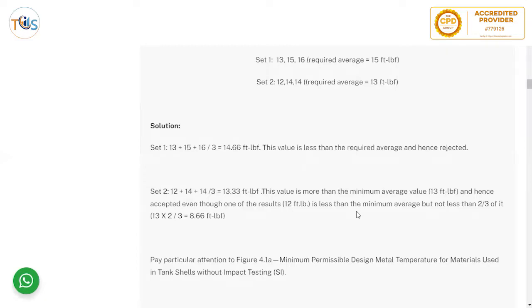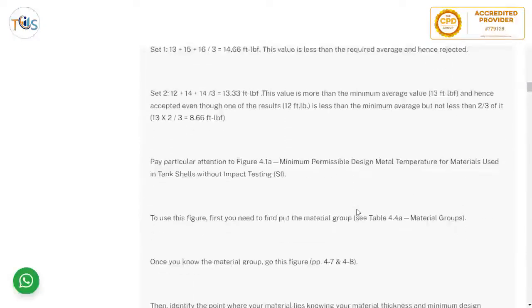This value is more than the minimum average value of 13 and hence accepted, even though one of the test results is less than the minimum average but not less than 2/3 of it. So 13 divided by 2/3 is 8.66. Because none of the Charpy test results are less than 8.66, it satisfied the second requirement as well and it is accepted.